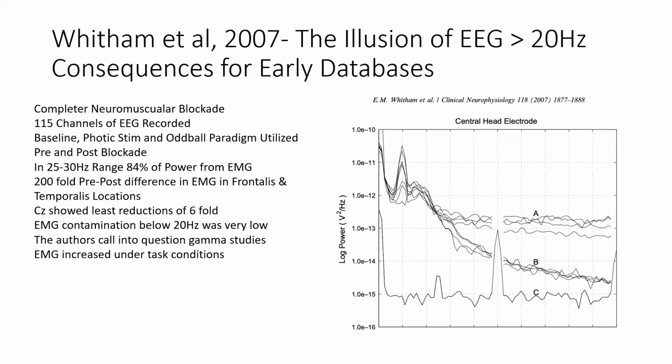A 200-fold pre-post difference in EMG in the frontalis and temporalis locations. The CZ showed the least contamination. It was only a 6-fold. Contamination below 20 hertz was very low. For most people, relaxed, that's probably in the 15 hertz range of that Goncharova was researching, because these guys talk to each other and know each other and riff off each other's research.